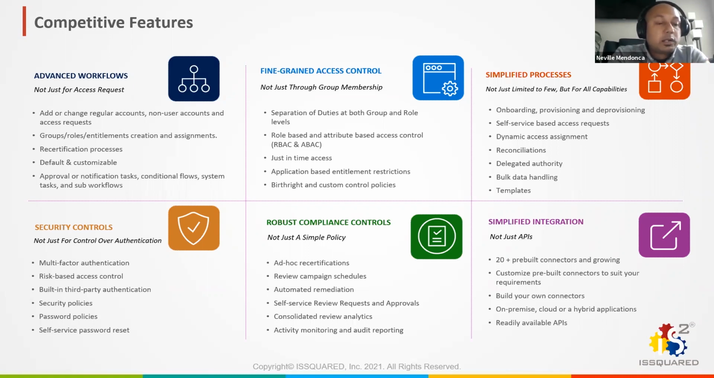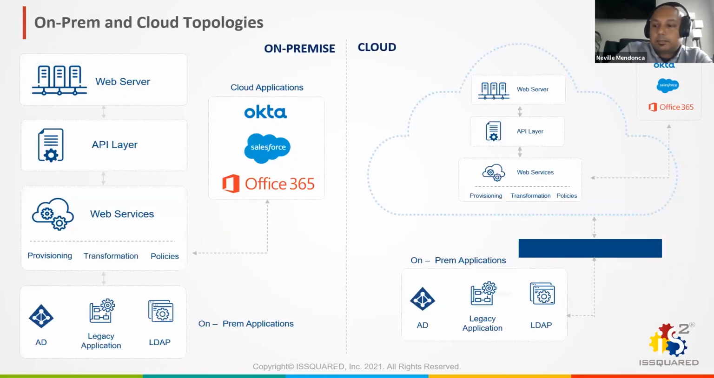Security controls. The tool does support multi-factor authentication, but can also be integrated with other third-party SSO platforms, Okta or Ping, and so on. There are robust compliance controls, recertifications, and so on. Integrations, we talked about the connectors. There are 20 plus pre-built connectors, and then there are other types of connectors like custom connectors that you can build, supporting on-prem as well as cloud applications. So deployment topologies, you can have an on-prem deployment as well as a cloud deployment of ORSUS.